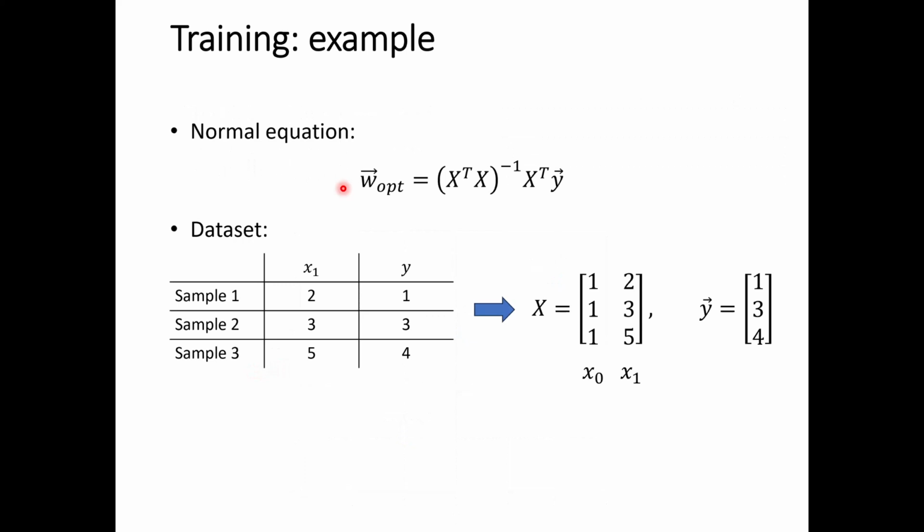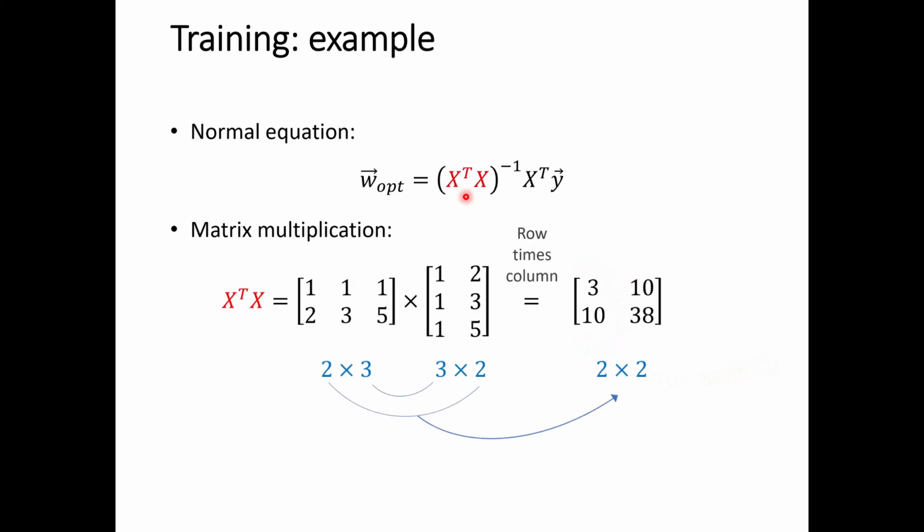Let's rewrite the normal equation so that we have it clearly in front of us. The dataset is represented as the design matrix X and the target vector Y. Pay attention that we added the column of ones. First, we do the matrix multiplication of X transpose and X. X transpose is the matrix X rotated by 90 degrees. Let's verify that the inner dimensions of the matrices match. Recall that the dimension of the resulting matrix corresponds to the outer dimensions.